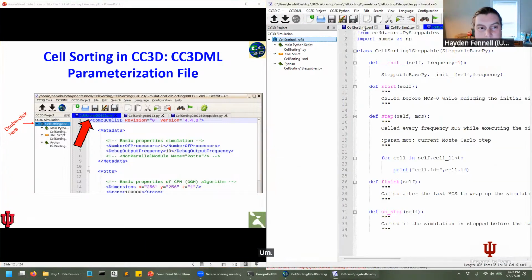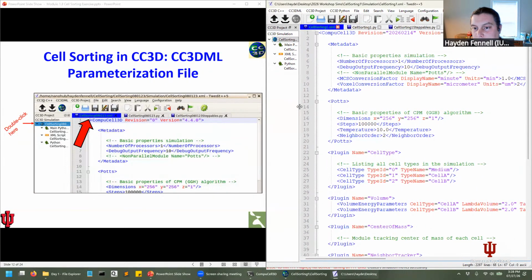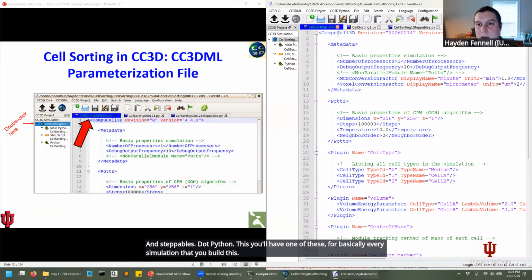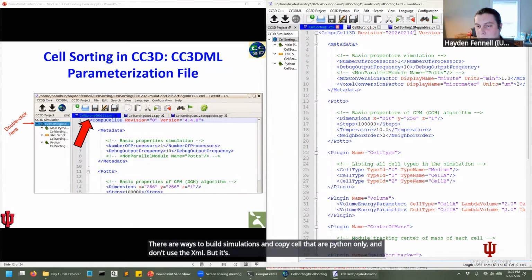So let's take a look at the XML of your cell sorting file. If you go to Twedit, you've got 3 files: the XML, Python, and steppables Python. You'll have one of these for basically every simulation that you build in this workshop. There are ways to build simulations in CompuCell that are Python only and don't use the XML, but it's a little bit more complicated, so we're not going to look at a ton of that until week 2 at least.